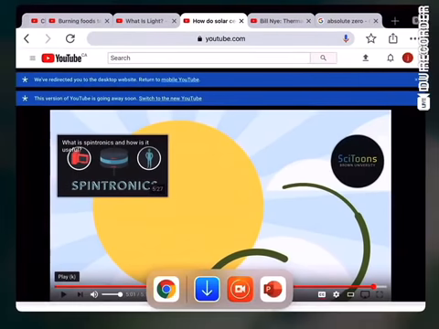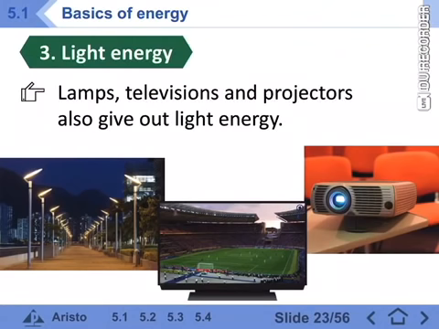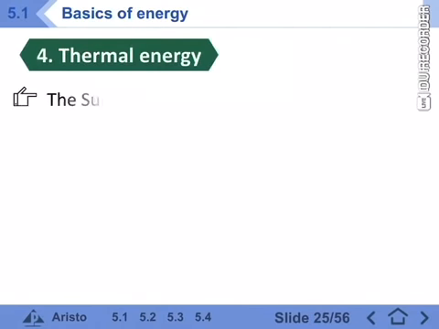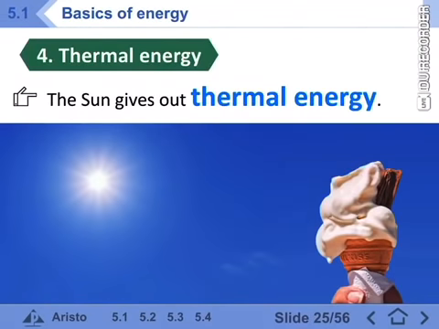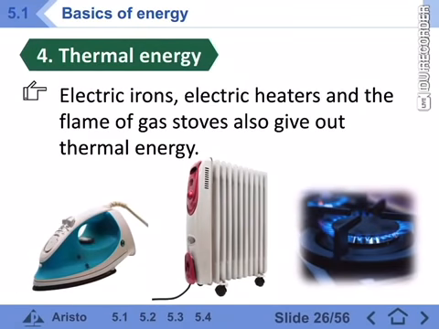Okay, so it's number 3, and in here we see that light can help us to see things, and we come to the last one for today's lesson, which is thermal energy. In here, the sun also gives out thermal energy. Let's take a look. All the appliances, the iron, the heater, the stove, all give out thermal energy. It's one of those things that you can feel, the temperature difference. So the hotter an object, the more thermal energy it gives out.